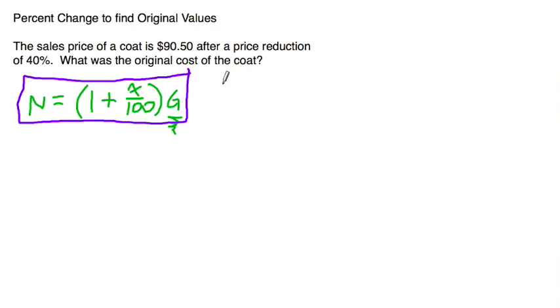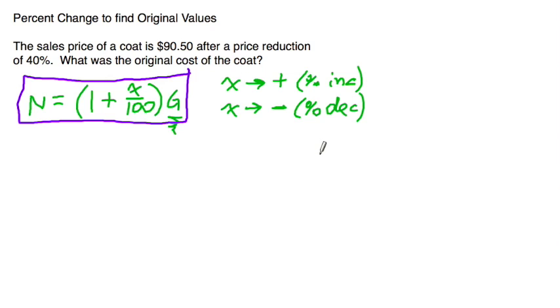Now be careful here. X is either a positive value or x could be a negative value. That all depends on if it's a percent increase or a percent decrease. So it's positive if it's a percent increase, a tax, an increase in value, a markup price. It's negative if it's a percent decrease, or a sale, or a marked down value.